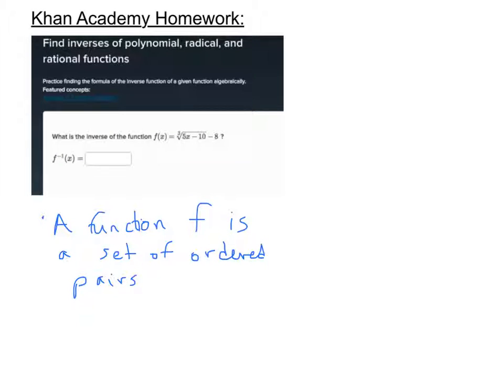In this video we'll be looking at an example of Khan Academy homework on finding inverses of polynomial, radical, and rational functions. So those are three types of functions that we've looked at this year in class: polynomial, radical, and rational. And this is now the topic of finding inverses.